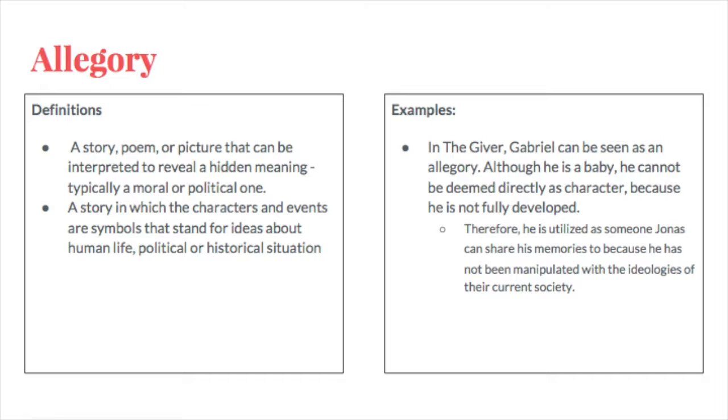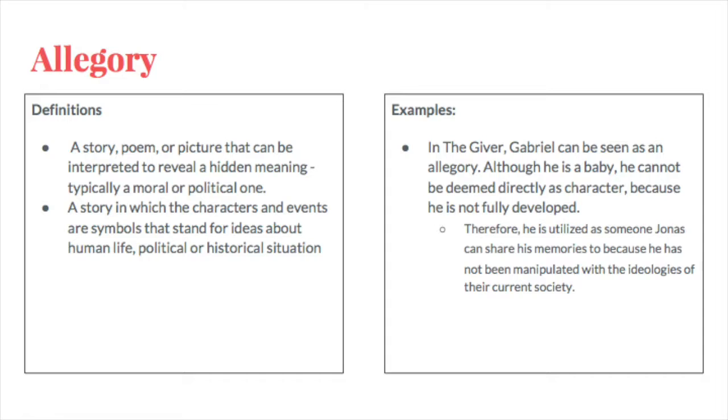So, what is an allegory? Well, there are two definitions. An allegory can be a story, poem, or picture that can be interpreted to reveal a hidden meaning. It's typically a moral or political one. Or, it can be a story in which the characters and events are symbols that stand for ideas about human life, political, or historical situations.